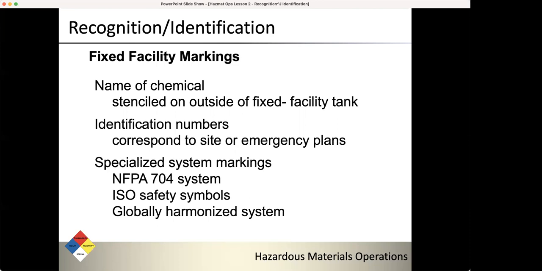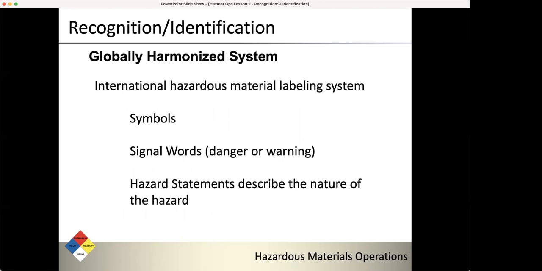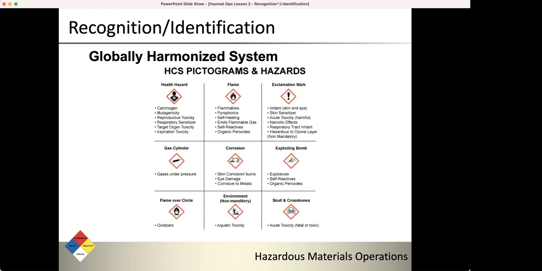We haven't talked about the Globally Harmonized System yet. You've probably seen it around. So what is that? It's an international hazardous material labeling system. It is composed of symbols, signal words, and a hazard statement. Here are some examples. You've probably seen some of these: the health hazard, the flame, exclamation, gas cylinder, corrosive, exploding, flame over circle for oxidizers, environmental, and the skull and crossbones. So those are the GHS pictograms and what they mean.